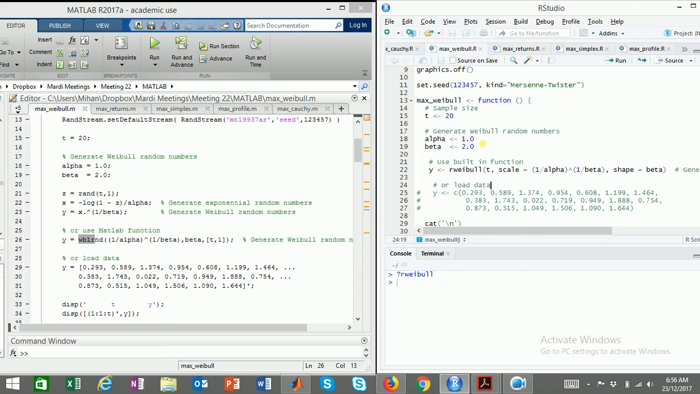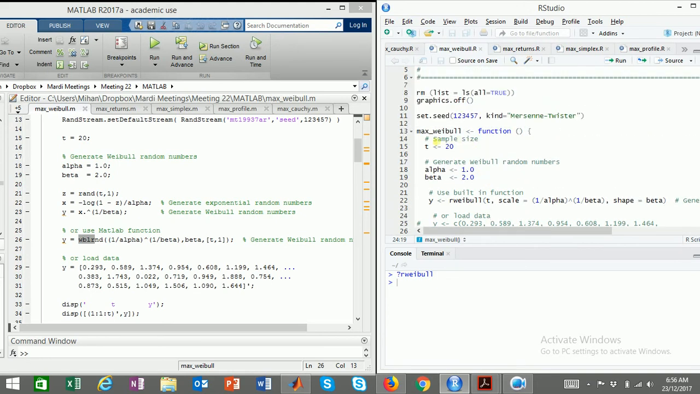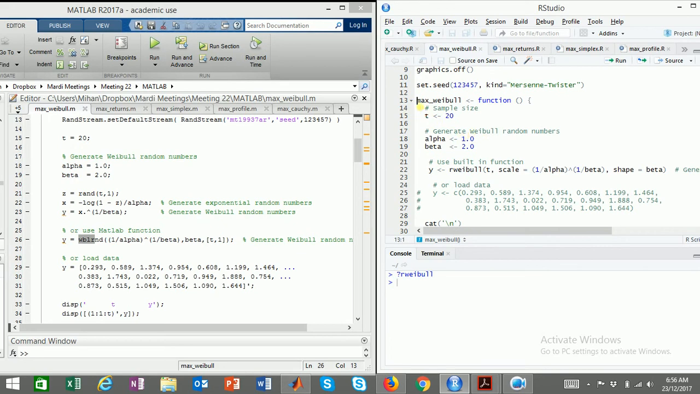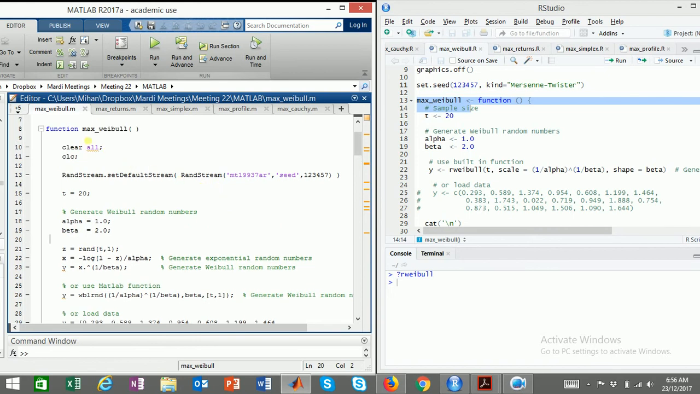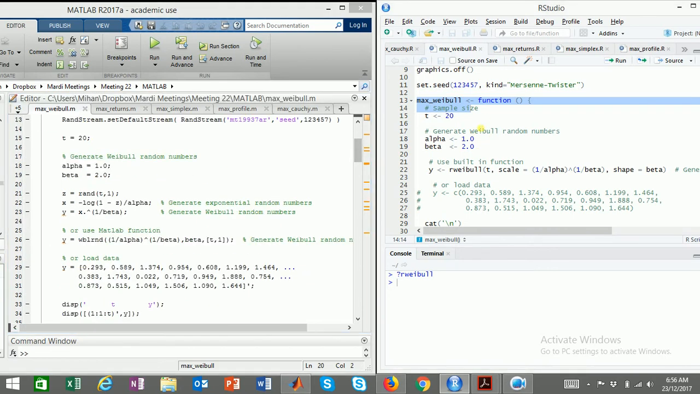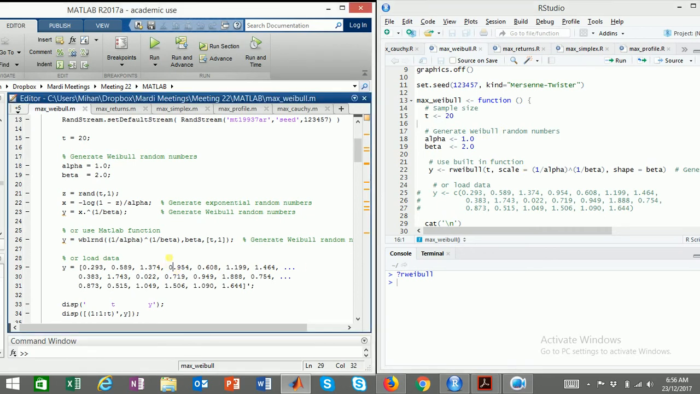So max Weibull, use built-in functions for Weibull. We are creating a function here, max Weibull. Okay, we are also creating a function here, max Weibull. So both are passed-in functions. Everything goes within the function. So Weibull random, again 1 by alpha to the power 1 by beta. Beta, as we know, is the shape, and the size is t by 1. Going the other way around, fine.